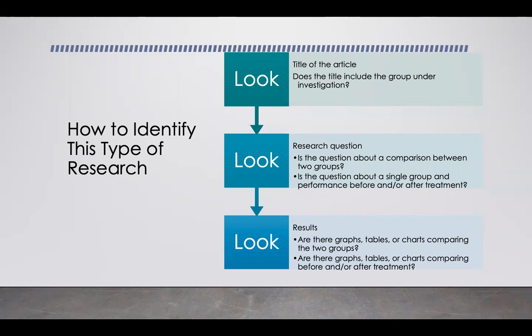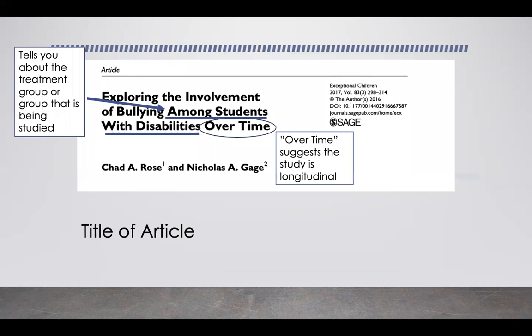Look also at the results. Are there graphs, tables, or charts comparing two groups? Or are there graphs, tables, or charts comparing a before and after treatment with a single group? Taking the example of the article exploring the involvement of bullying among students with disabilities over time, you can look at the title of the article. It tells you about the treatment group or the group that is being studied, which is students with disabilities. Over time suggests that this study is longitudinal.